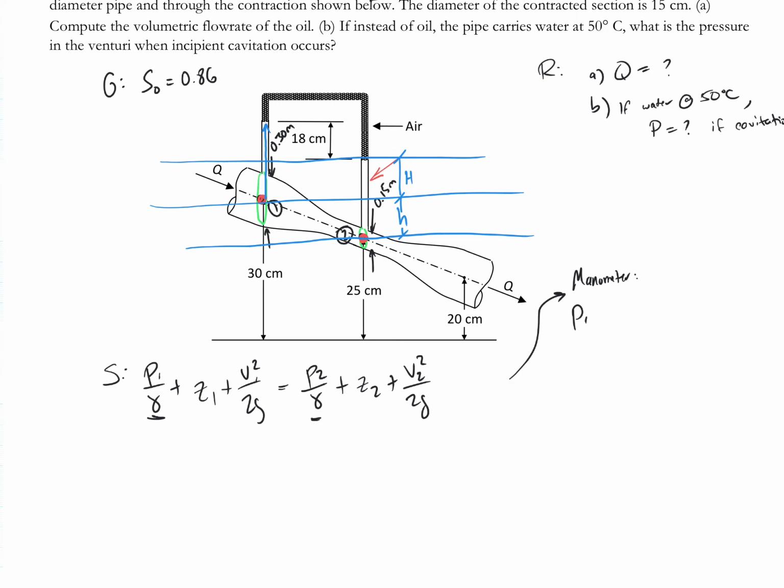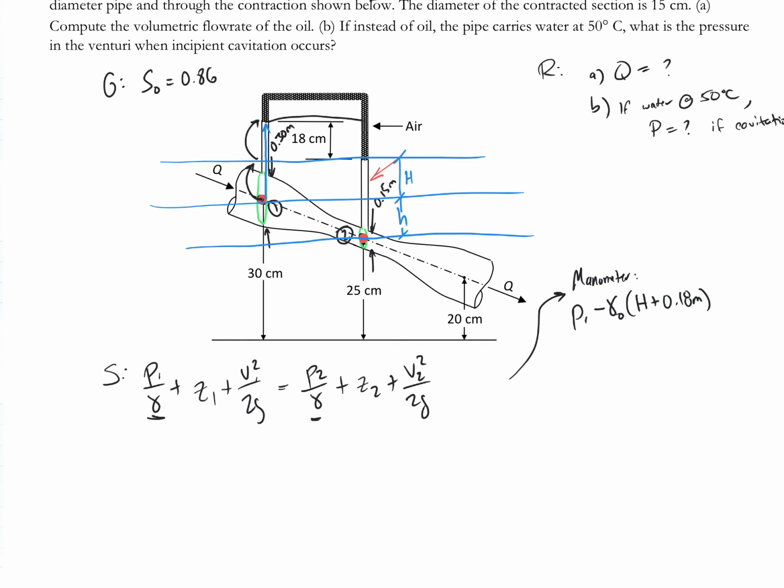It doesn't really matter. But the point is I'm starting at point 1, and I'm going up to here. So I'm going minus gamma, this is oil, going up by capital H, plus that 18 centimeters, 0.18 meters. That's going to get me to here.